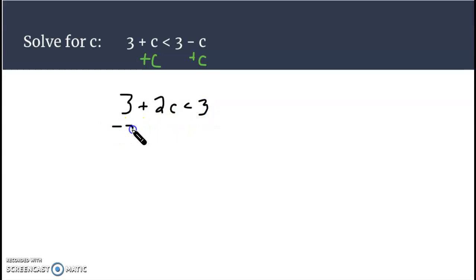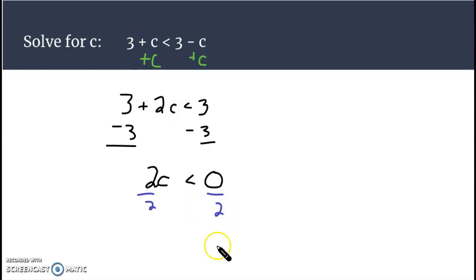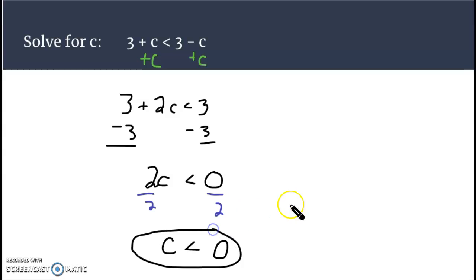We're going to subtract 3 from both sides at this point, isolating the variable term. So it gives us 2c less than 0. And then finally divide both sides by 2. We have 0 divided by 2, which is 0. c is isolated by itself. We did not multiply or divide by a negative, therefore we keep the inequality symbol the same. The solution to this inequality is any number less than 0 makes the inequality true.